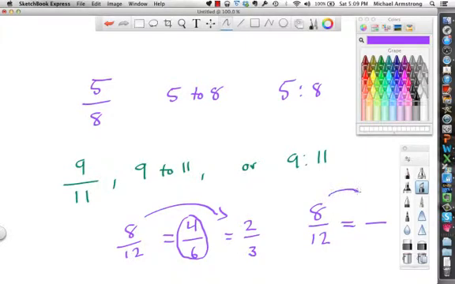So I'm going to draw myself a little arrow and divide by 4 to get 2. And draw the same arrow and divide by the same number. 12 divided by 4 is 3. And I get straight to it.